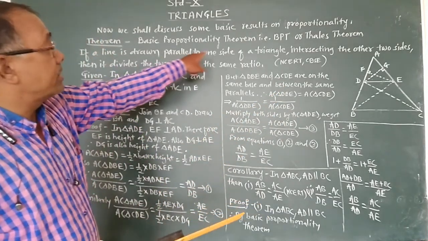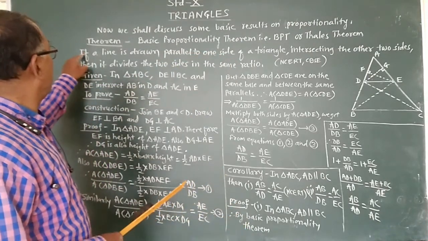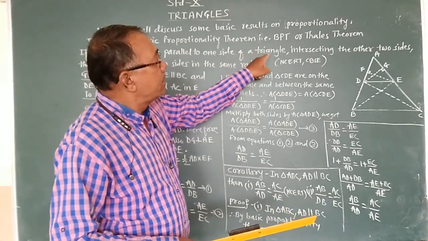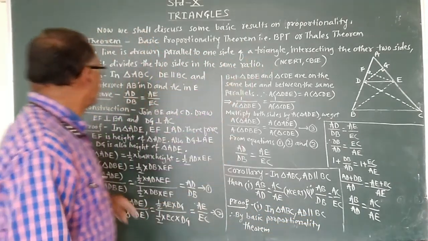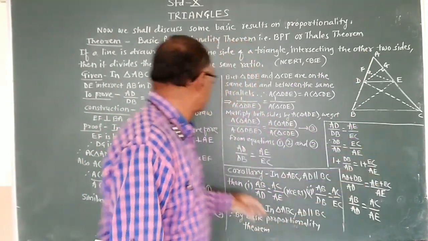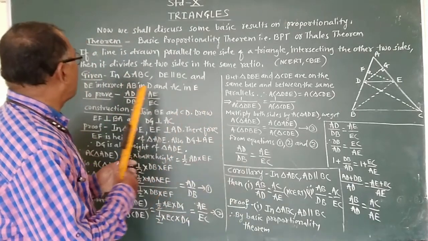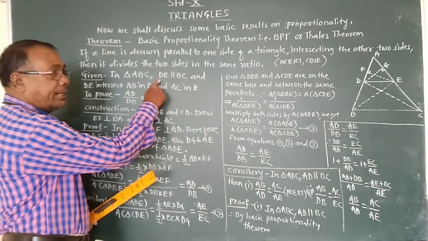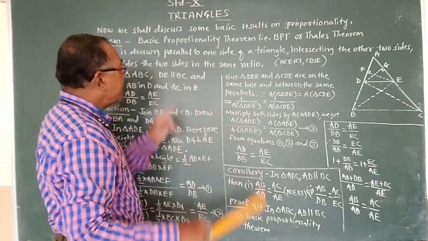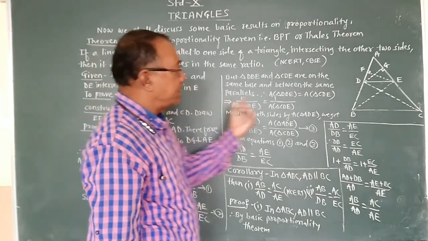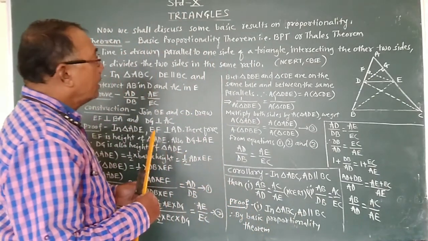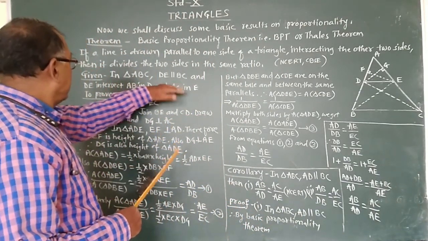We know that in the given we have to write the information of the diagram according to the given statement. That is, if a line is drawn parallel to one side of a triangle. So which is your triangle? Our triangle is ABC. Now a line is drawn. Which line? DE is drawn parallel to one side. Which side? DE is parallel to BC.